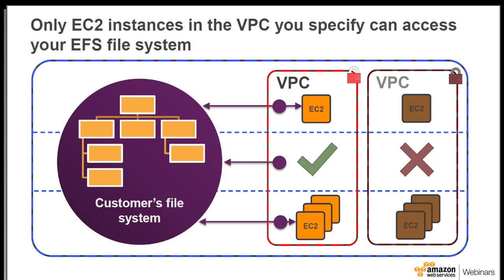So I'll talk about each of these in a bit more depth. Now, before I talk about VPC security mechanisms, keep in mind that only EC2 instances in the VPC that you specify can access your EFS file system. So you create mount targets in only the VPC you specify, and mount targets are the endpoints through which the file system is accessed. So file systems cannot be accessed in any other way than through mount targets.